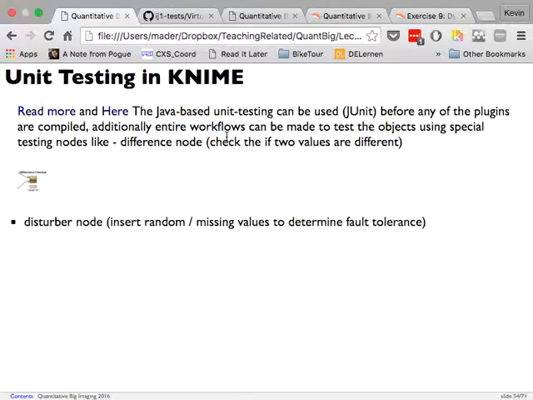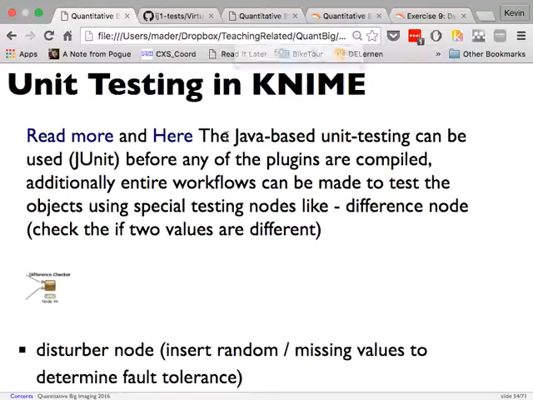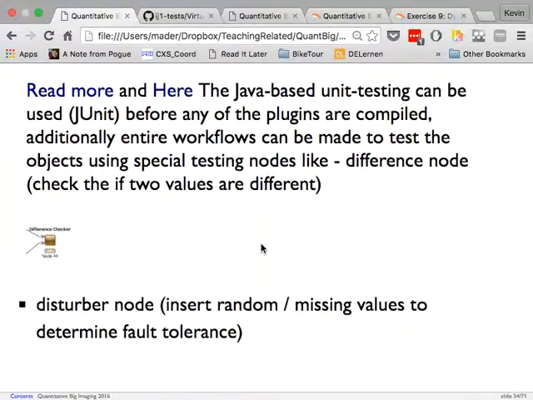KNIME has testing as well. You can read about it on those links. They have special nodes that are actually made for testing. So you can make your workflow, and then you can make a special testing workflow that uses parts of it, or testing aspects of your workflow, that does things like compare the differences between an output and what you expect it to be. You can also use things like disturber nodes, which randomly insert random or missing data and are used to ensure that your tool fails correctly when the input is bad.